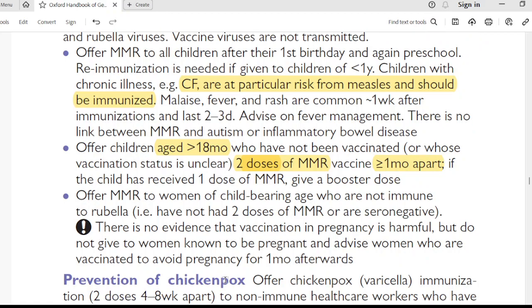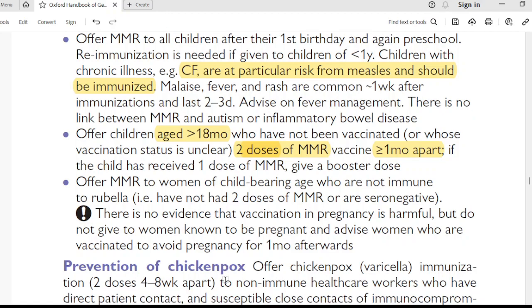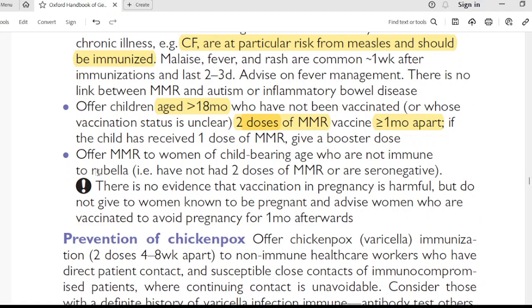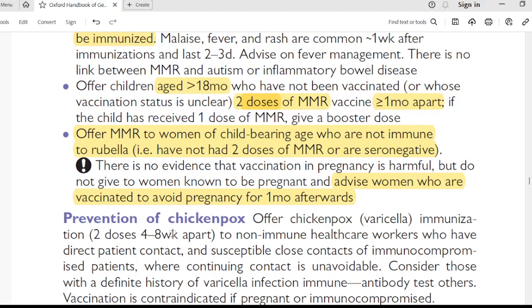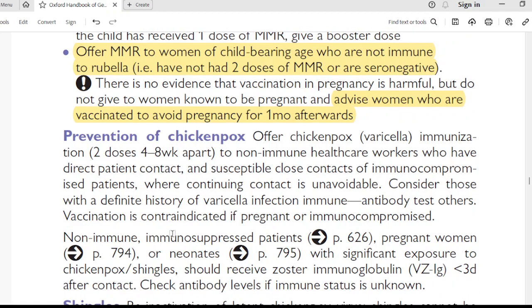Offer MMR to women of childbearing age who are not immune to rubella, or have not had 2 doses of MMR, or are seronegative. So, childbearing age, you need to give MMR vaccine. There is no evidence that vaccination in pregnancy is harmful, but do not give it to women known to be pregnant, and advise those who are vaccinated to avoid pregnancy for 1 month afterwards. Again, once you have given a live MMR vaccine to a woman of childbearing age, ask them to avoid pregnancy for 1 month afterwards.